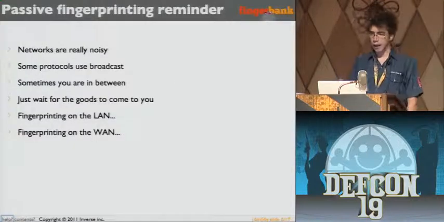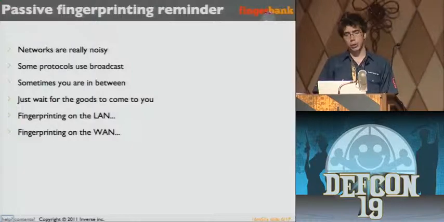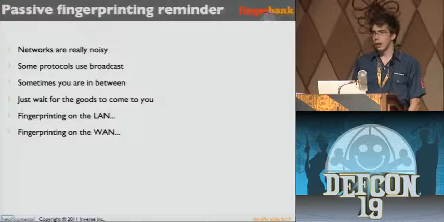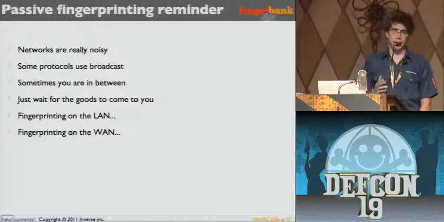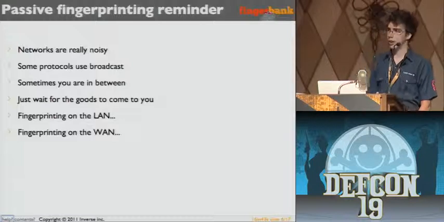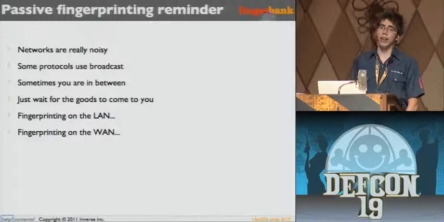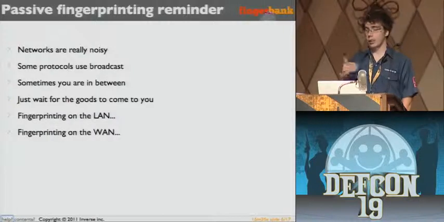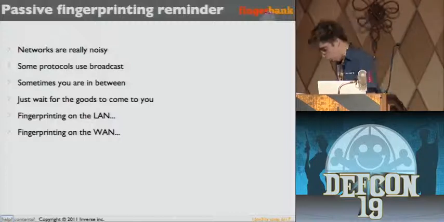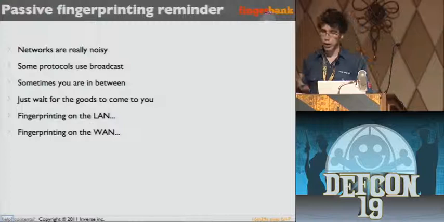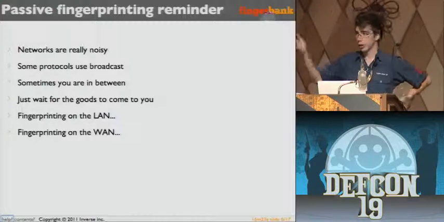Now a reminder on passive fingerprinting. Networks are really noisy. You probably already know that. You open up tcpdump and there's a lot of stuff going on, a lot of it broadcast traffic. Sometimes you are in between, so you are the gateway, or you have a mirror port, and you see all the stuff that's going on. The Wall of Sheep is a good example of that.